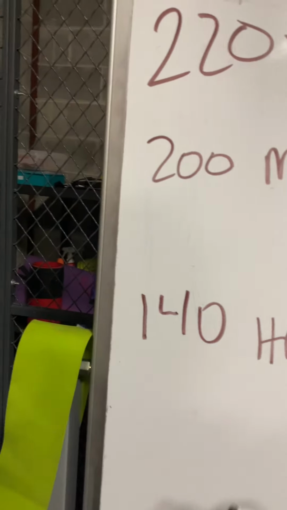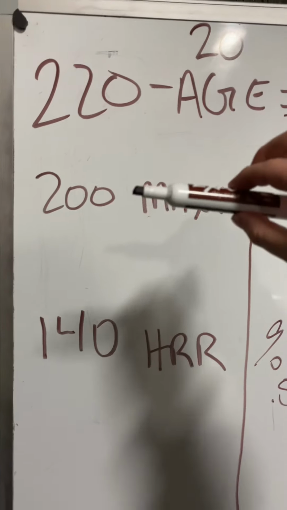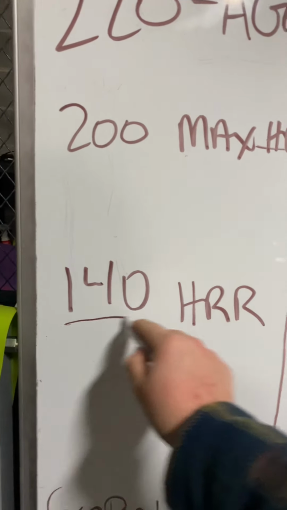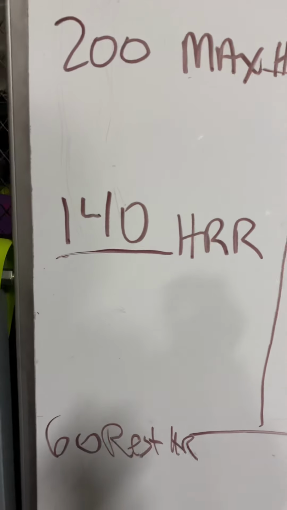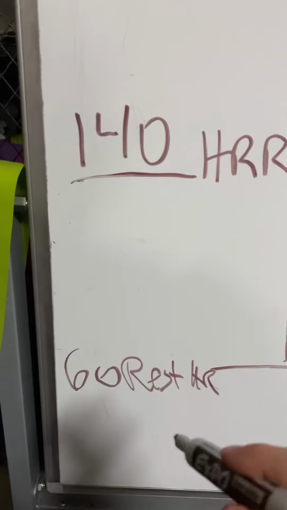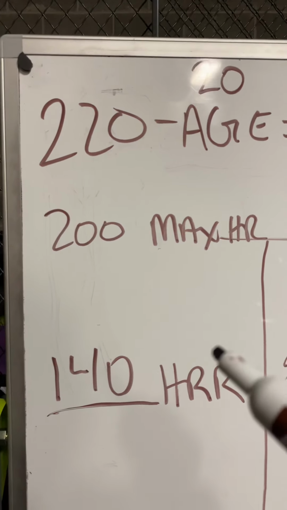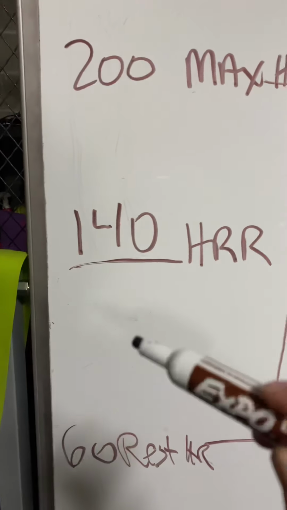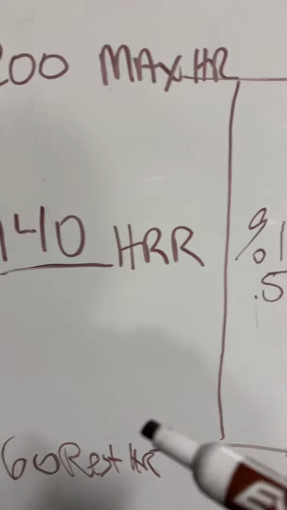So that means from your resting beats per minute all the way up to your maximal heart rate is 140 beats. 140 beats that you can play with to exercise. So you can't go below 60 because 60 is your resting, and you can't go above 200 because 200 is your max. So that gives you 140 beats per minute that you can work with during exercise.